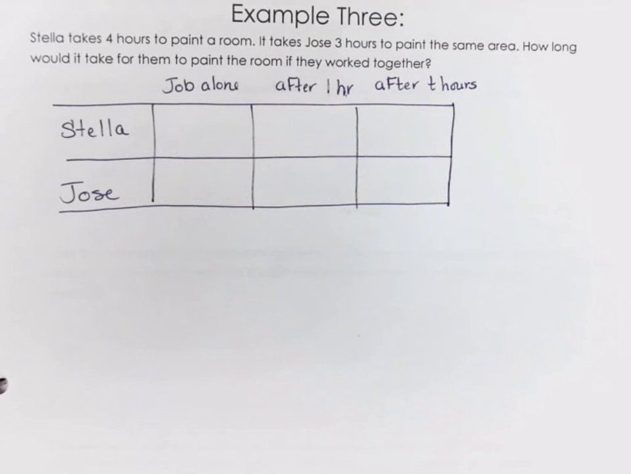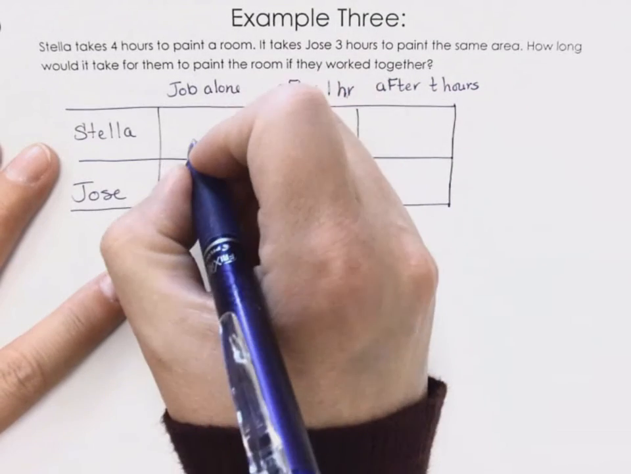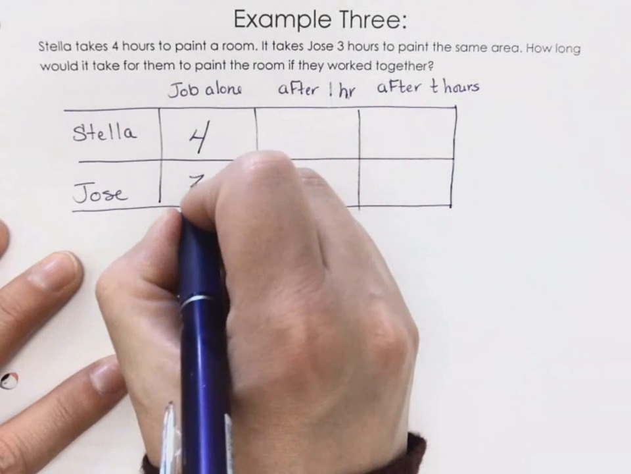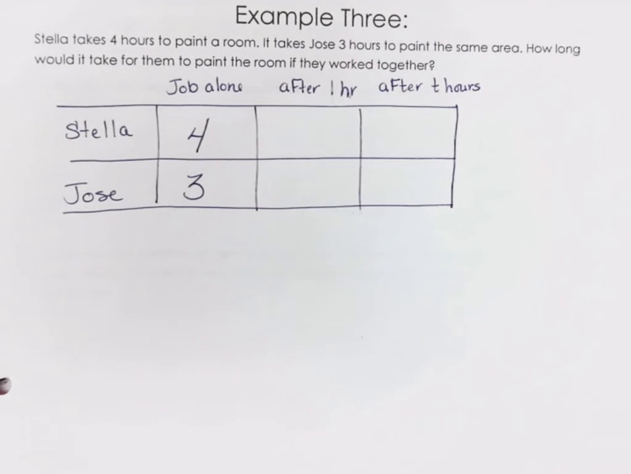Okay, how long does it take Stella to do the room by herself? It's in the question. 4 hours. So if Stella is painting this classroom, it's going to take her 4 hours if she's alone. Okay, how long does it take Jose to do the room if he was alone? 3.